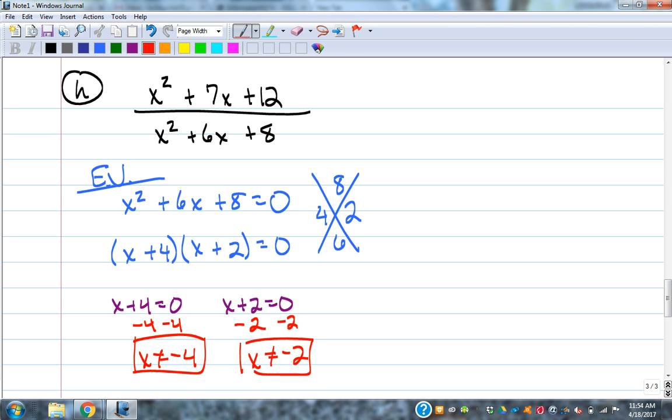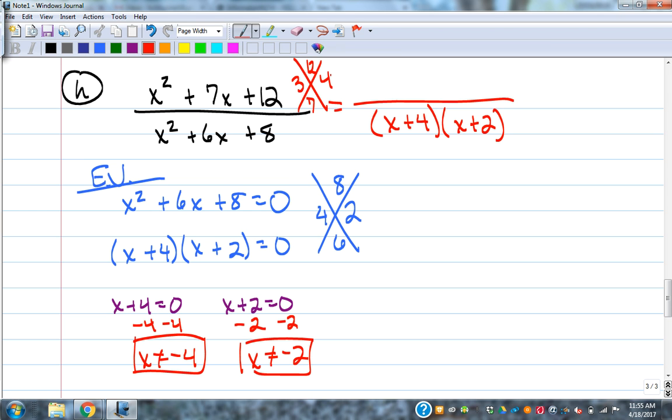All right. So we've already got the factored form of the denominator. So I'm going to use that. And then I need to factor the numerator. So I need something that multiplies to be 12 and adds to be 7. 3 and 4. Since there's a 1 in front of x squared, that means I go straight to my factors. X plus 3, x plus 4. What cancels? The x plus 4 that matches. And that leaves you x plus 3 over x plus 2.